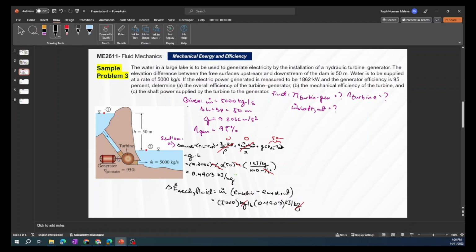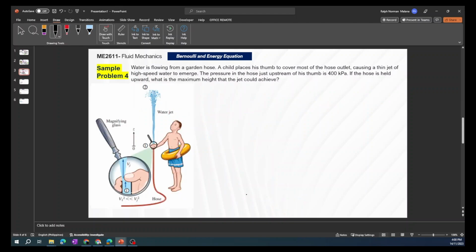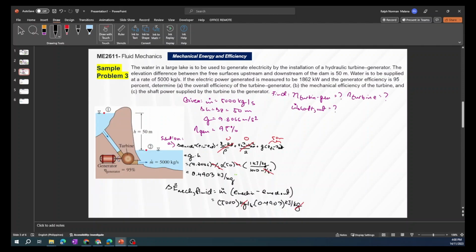Your book rounded it off way off, so I'm just going to write a different answer here. So that's 5,000 times 0.4903, which is 2451.5. That's kilojoules per second or kilowatts.